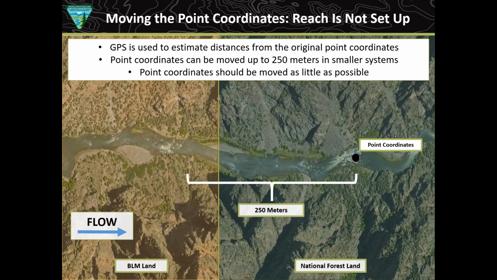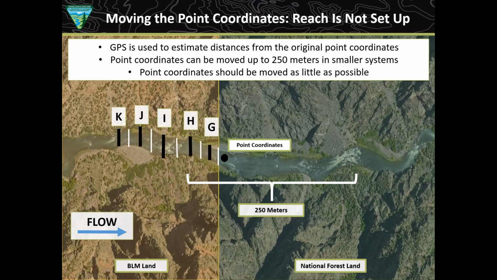It is a smaller system, so the point should be moved no further than 250 meters from the original point coordinates. The GPS shows that the BLM boundary is 200 meters from the original point coordinates and within the 250 meter range, so the original point coordinates can be moved. To get 5 sampleable transects within the BLM boundary and moving the point coordinates as little as possible, transect G should be placed near the boundary and transects G through K will be sampled.